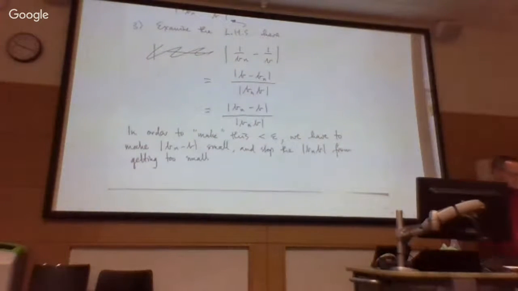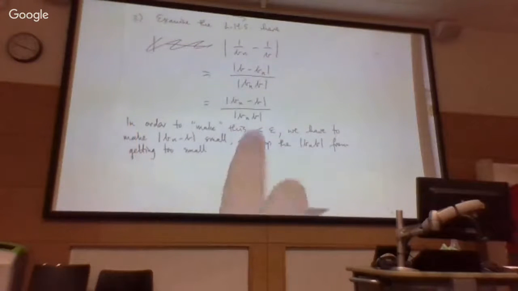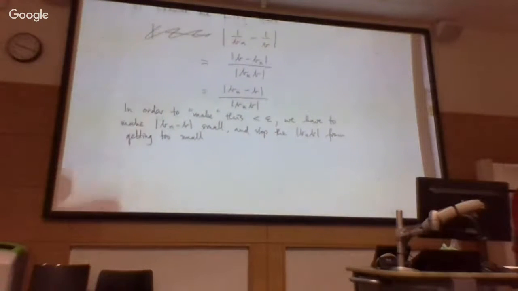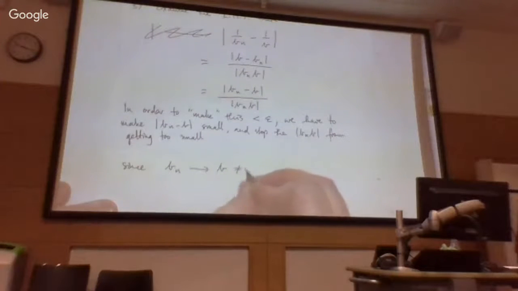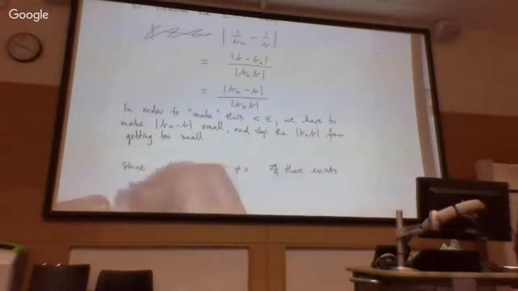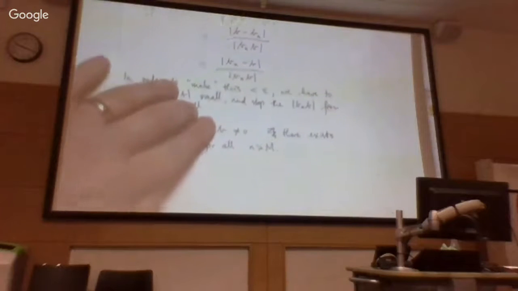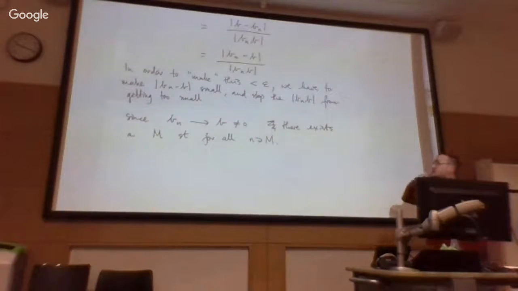Okay, and here's where we start to make use of the assumptions. First of all, I'm going to consider the denominator. Since bn converges to b, and b is non-zero, I know that there exists a point capital N such that for all n bigger than or equal to this N, you can see what I'm doing here. I'm using the formal definition of convergence for the sequence bn.